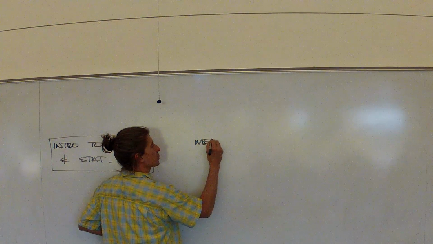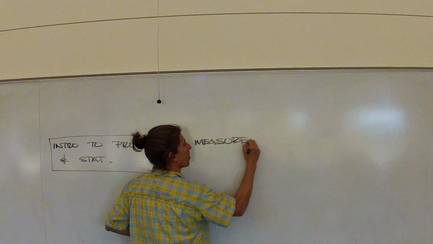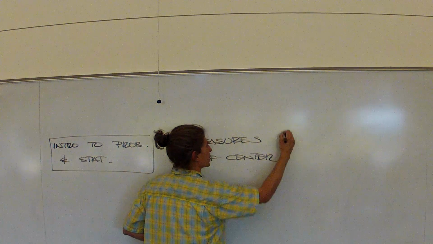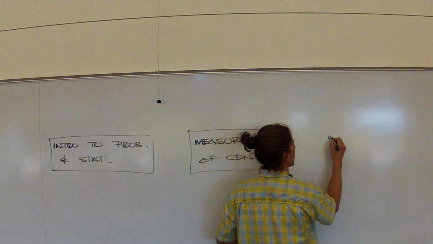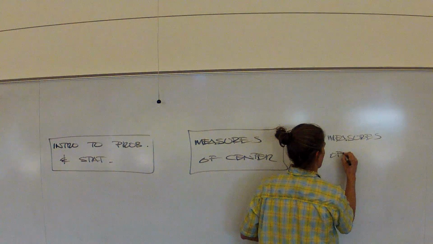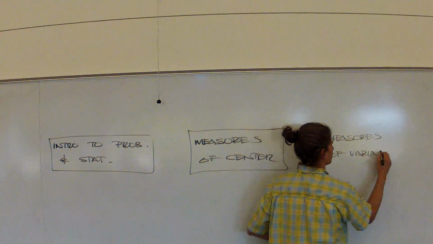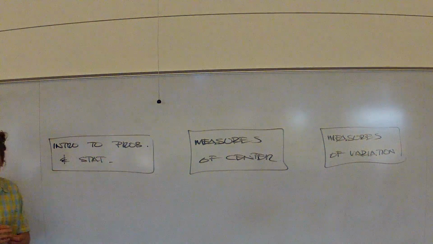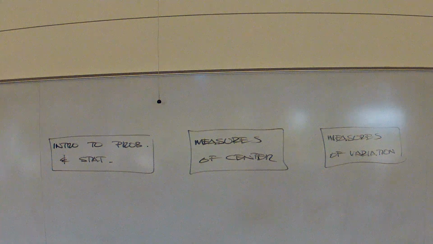Second section is measures of center. And then we just kind of got done asking some questions, and you guys asked awesome questions on it. There's measures of variation. Fantabulous.